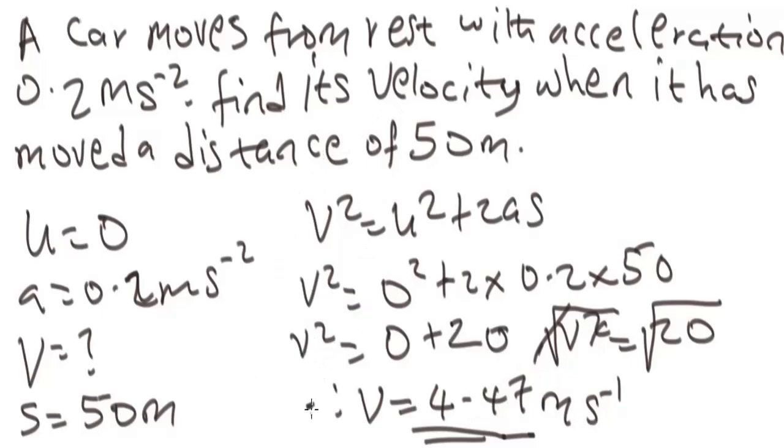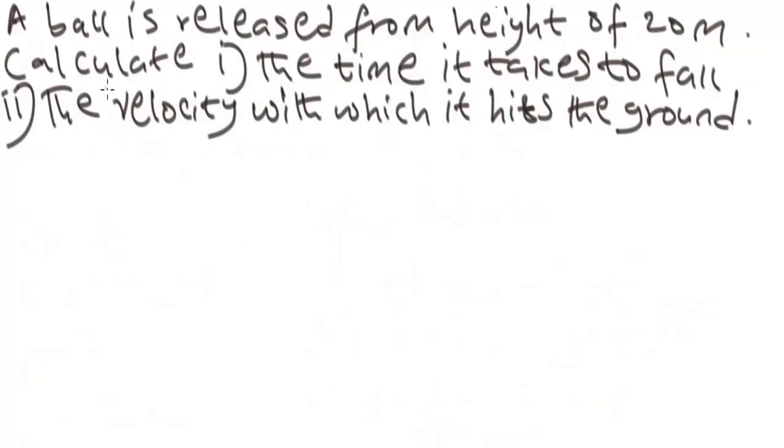Let's wipe this and look at a technical question. This question says a ball is released from a height of 20 meters. Calculate one, the time it takes to fall, and two, the velocity with which it hits the ground. Since the ball is released from a height, that means this is a motion under gravity. Let's bring our parameters.